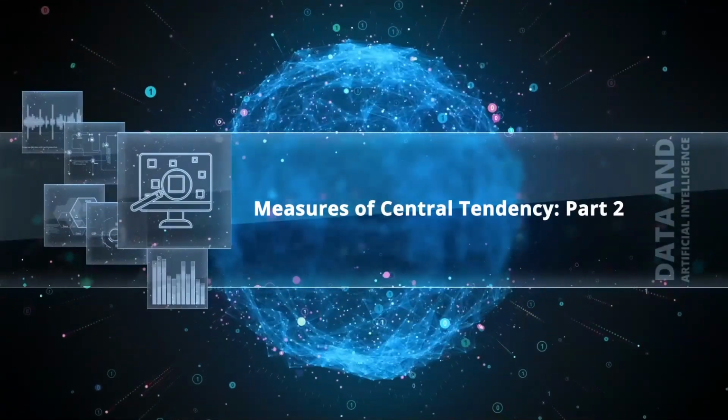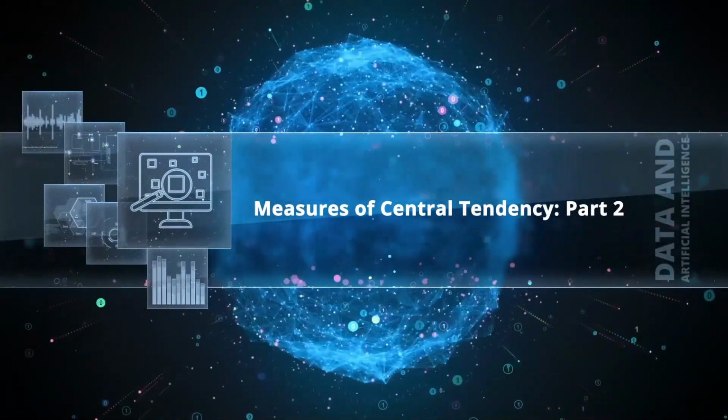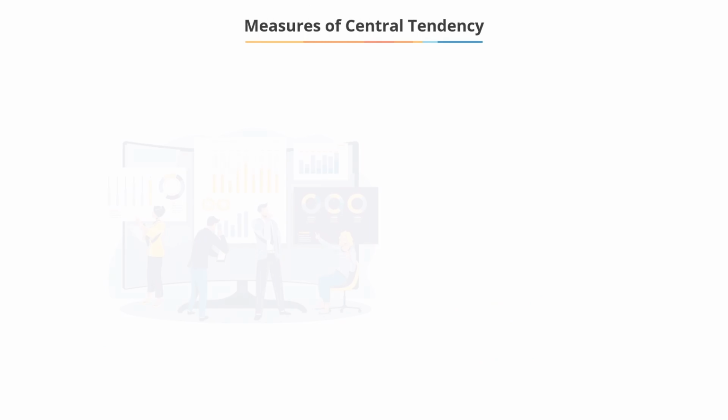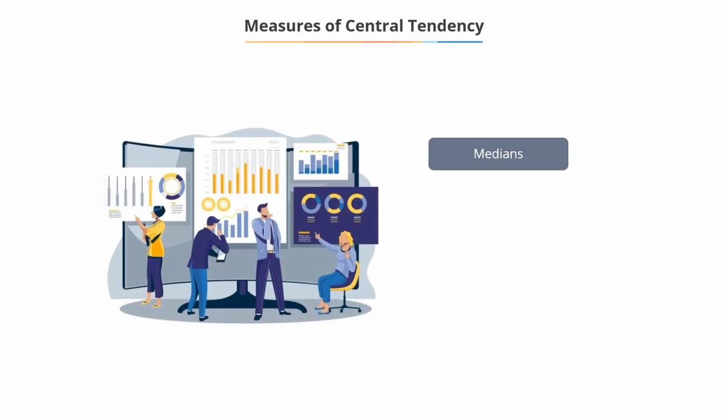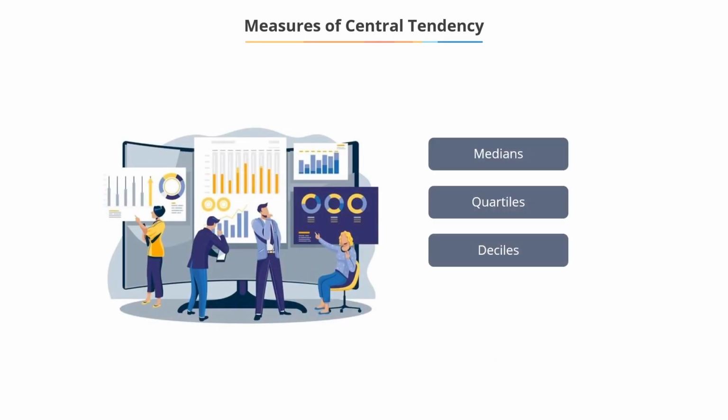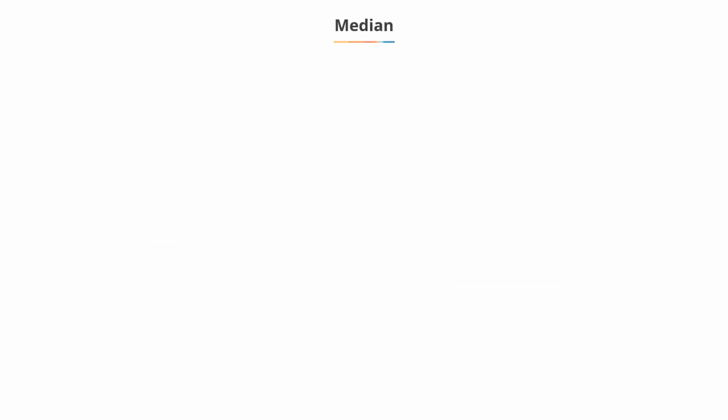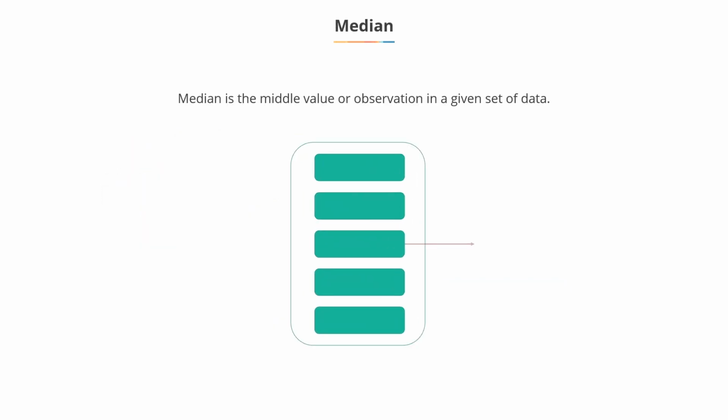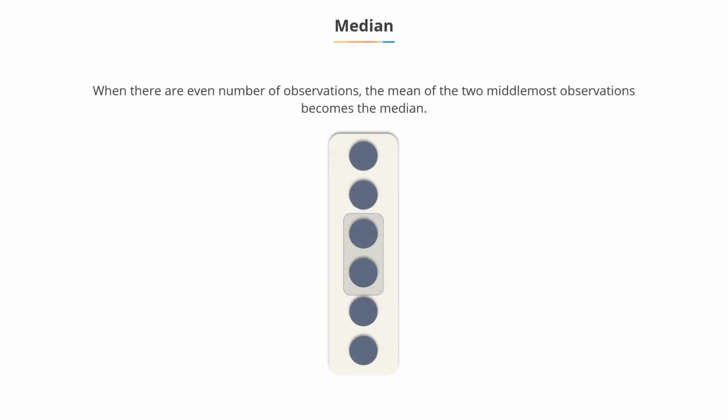Measures of Central Tendency. Part 2. In this video, we'll get to know a bit more about medians, quartiles, deciles, and percentiles. A median is the middle value or observation of a given set of data. If the observations are even, the mean of the two middlemost observations is taken as the median.